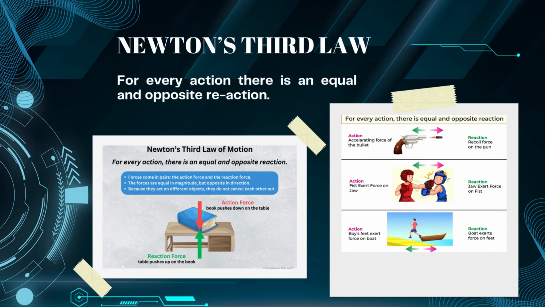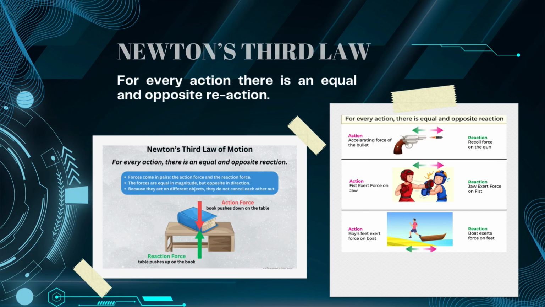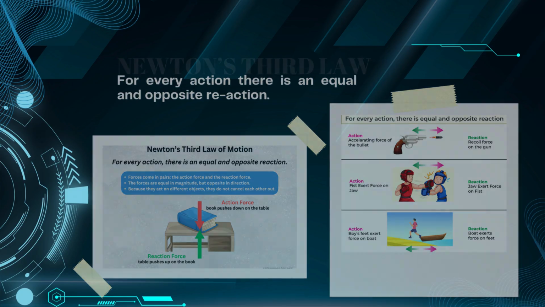Next example, a boxer punching an opponent feels an equal and opposite force acting on his fist at the moment of impact. Likewise, when a person steps off a boat, they push the boat backward while moving forward onto the jetty. These everyday examples show that every action force is always matched by an equal and opposite reaction force.